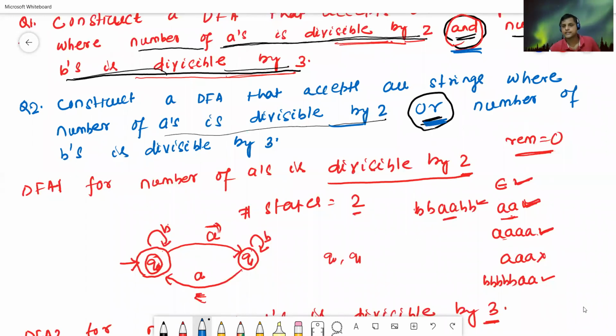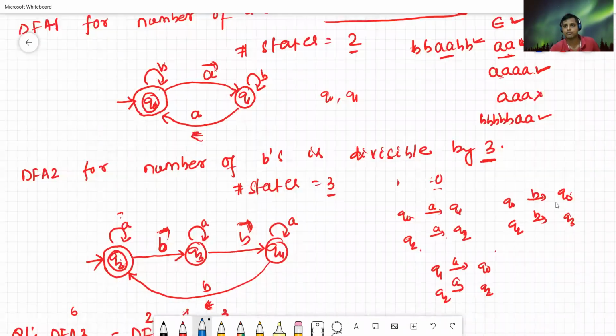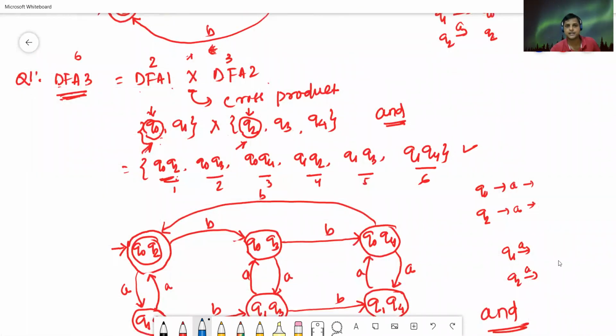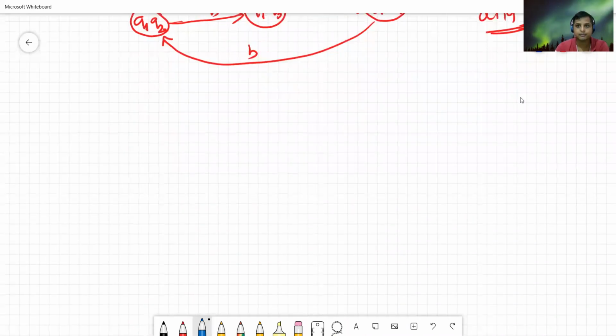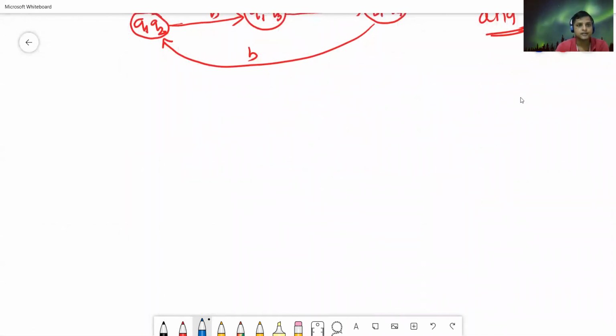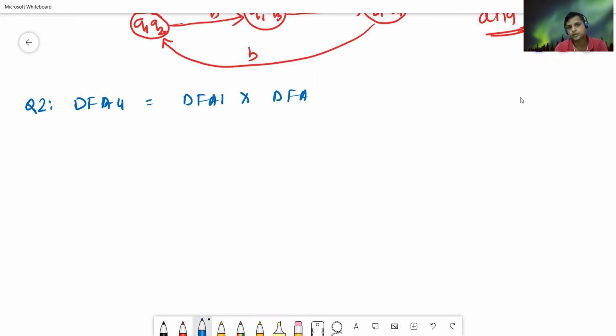See here, all the DFAs are exactly equal. All DFA means DFA 3. Now we'll construct the DFA 3. Both cases are the same. This is the DFA 3. The second question, suppose it is DFA 4. DFA 4 is nothing but DFA 1 cross product DFA 2.